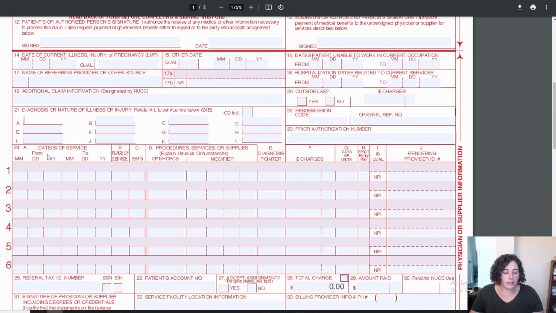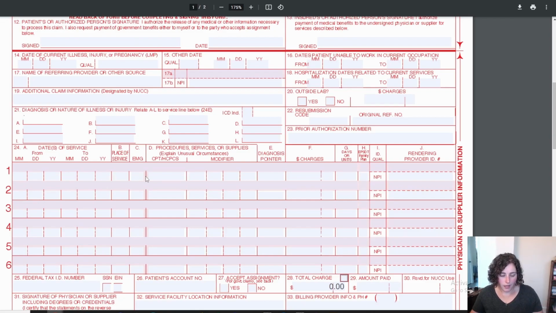Now, under 24, you've got A through J here. So A would be the date of service. If you're seeing a patient in private practice, it would be a single appointment on that day. So your from and to date would be the same day.